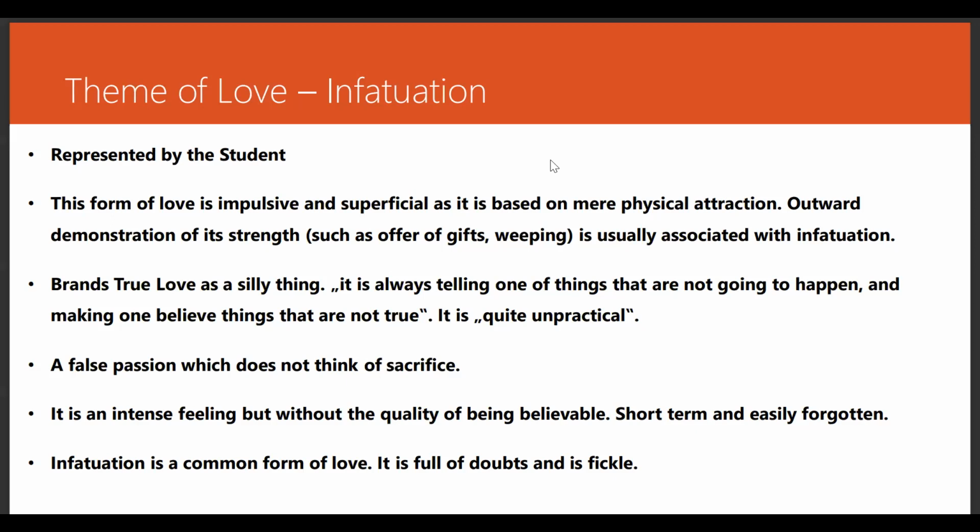This form of love is impulsive. What do you mean by impulsive? That particular person will do anything to achieve his or her love. That is what we call impulsive. We discussed the same word when it comes to our short story, The Lumber Room, right? Aunt is an impulsive character where she thinks that she is correct. She did not care about other people. And superficial, as it is based on mere physical attraction.